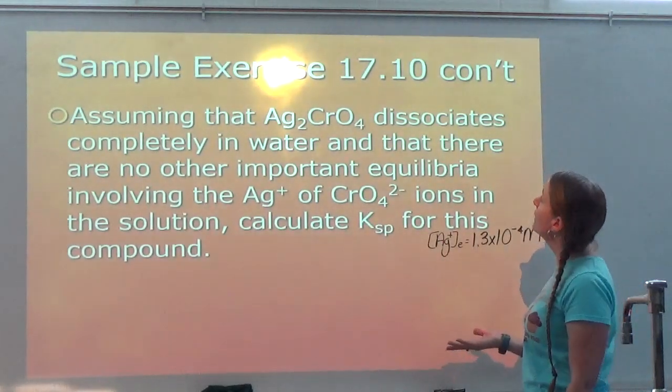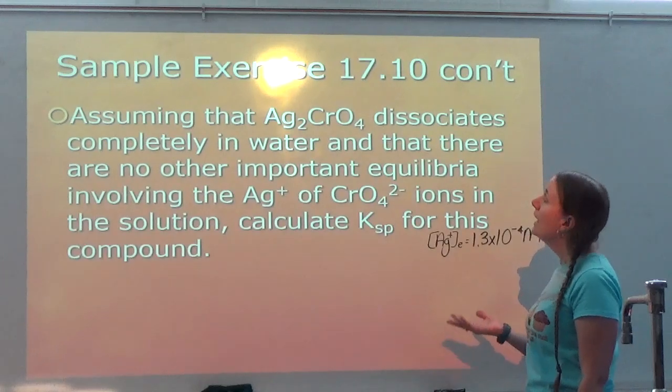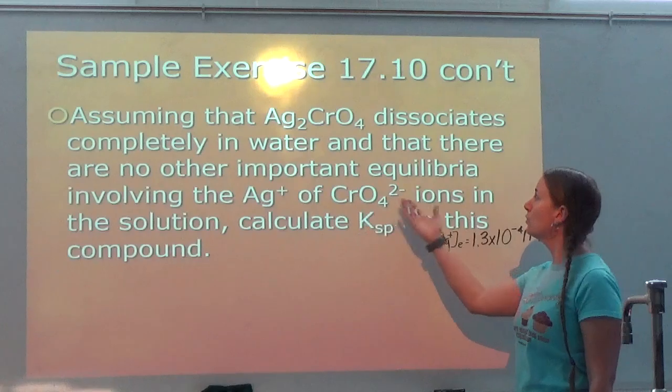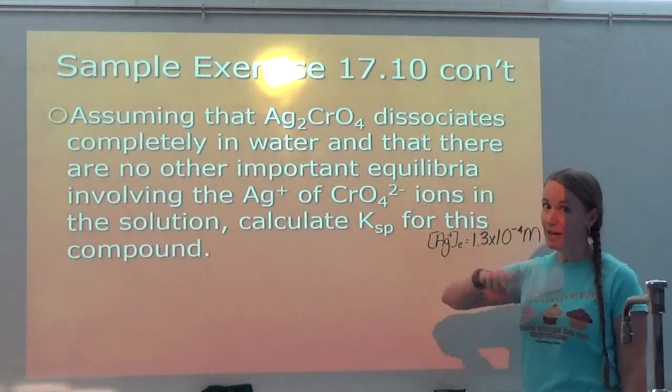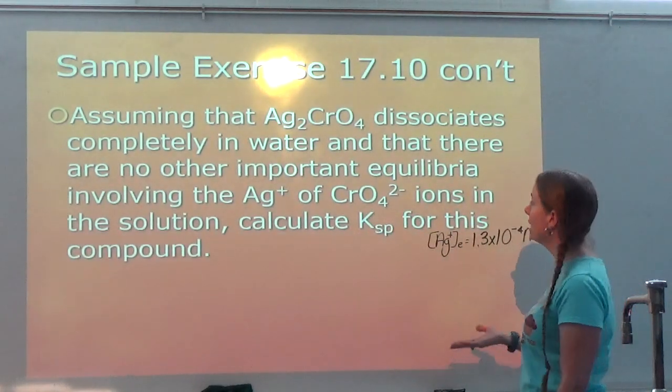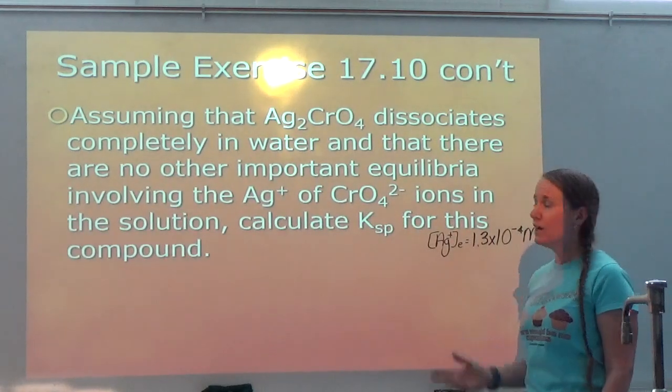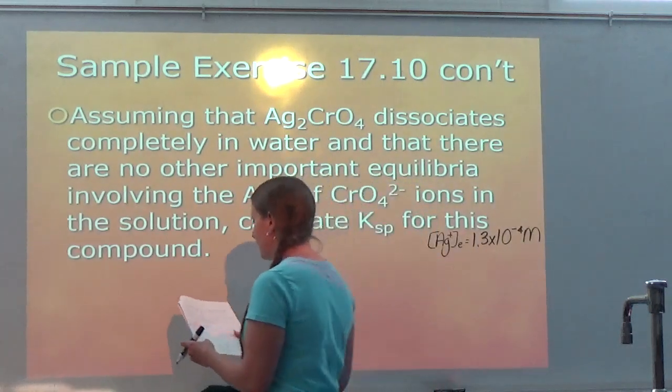Assuming that the silver chromate dissociates completely in water and that there are no other important equilibria involving silver or chromate ions, that's called common ion effect. We've talked about it before, but we'll talk about it again in a little bit. In the solution, calculate KSP for this compound. Okay, so I need to calculate my KSP.